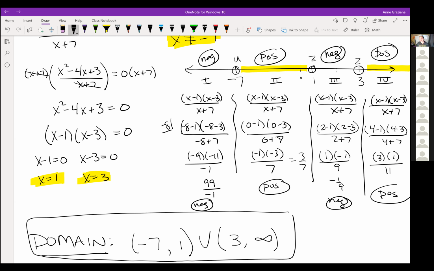I have one question. Yes. So if there's no denominator, do we set it not equal to 0 or not equal to x? Yeah, if there's no denominator, you can't do that.